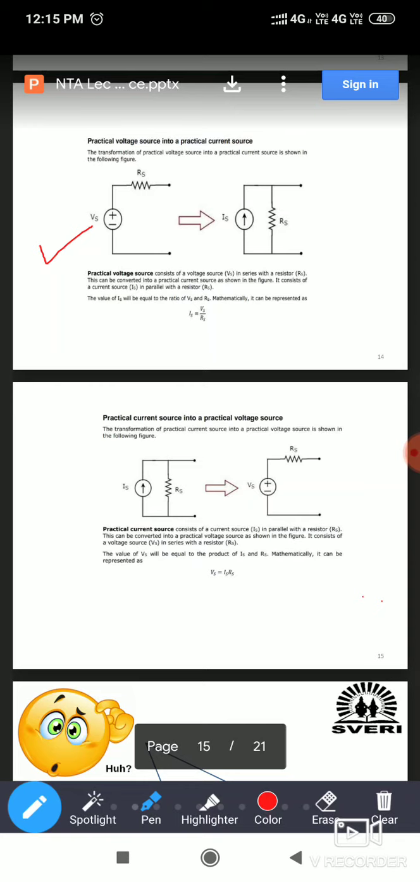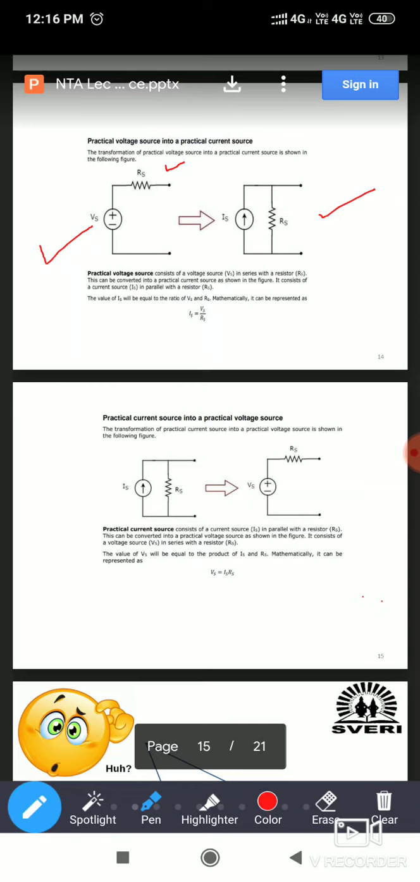Practical voltage source into practical current source. So in a practical voltage source, the Vs source will be there having some value. Rs is the internal resistance, or series resistor, we can say. Rs is having some value. Both are connected in series. If you want to convert that voltage source into a current source, you can use this diagram where Is is the current source. It is connected in parallel with Rs.